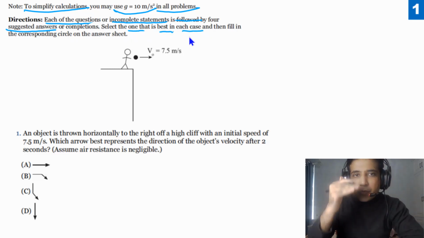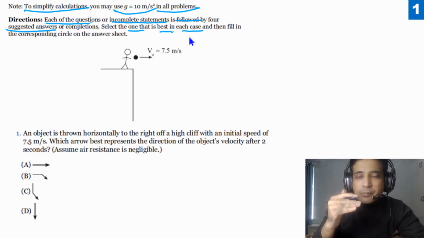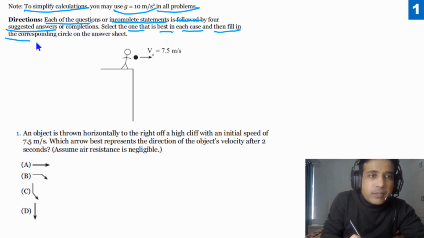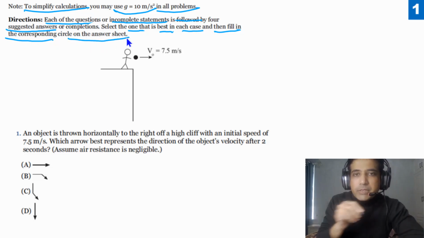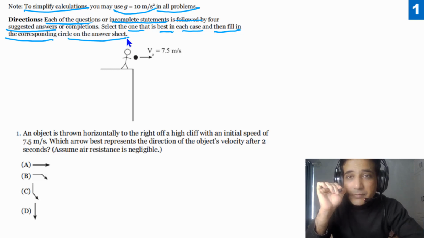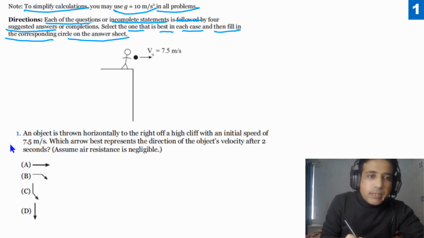Means these questions are single select. First 45 questions, they are single select. And then fill in the corresponding circle on the answer sheet. So you have to fill these answers on the answer sheet as well. So very important one. Now let's start working on question number 1.